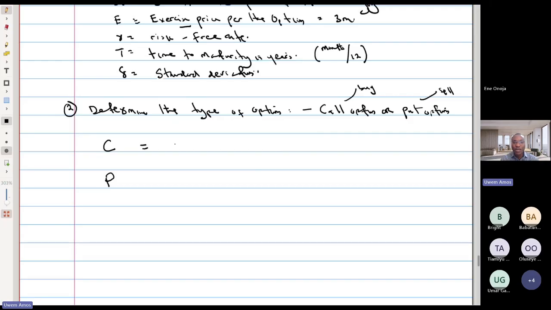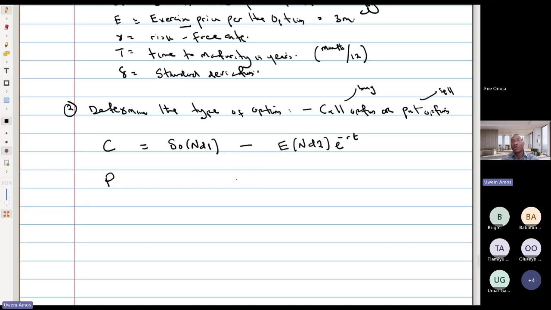The formula for the call option is S0, the current price of the underlying item, multiplied by N(d1), where N is the cumulative normal distribution of d1, minus the exercise price E, multiplied by N(d2), multiplied by the exponential constant e raised to the power of minus RT.